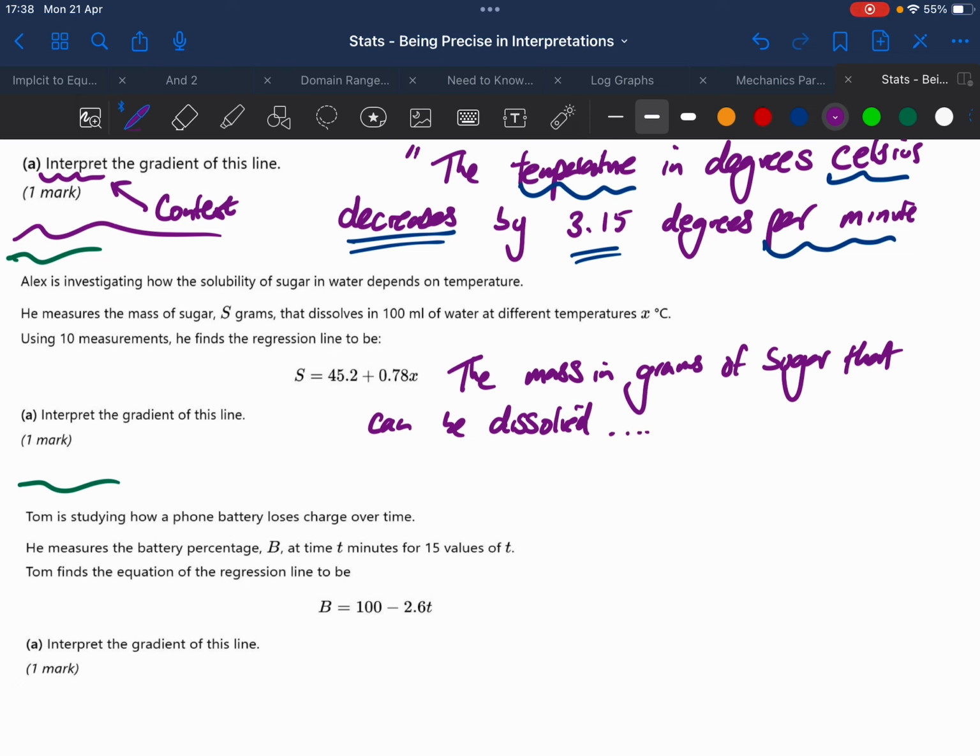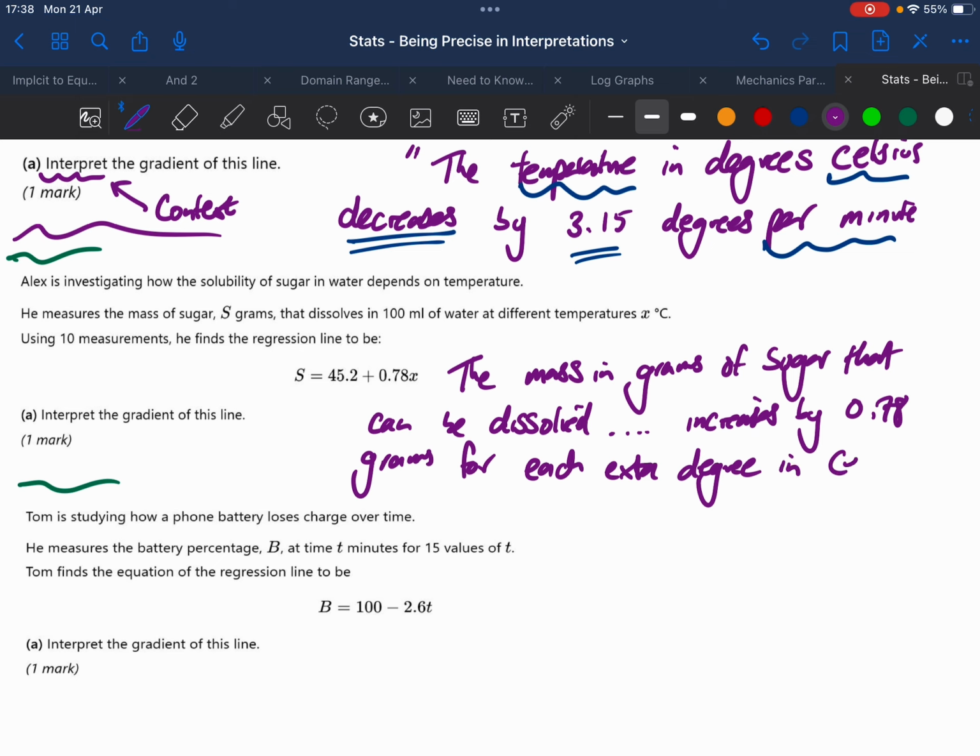Well, what happens? It increases by 0.78 grams. So again, I'm using the units. It increases by 0.78 for each, well, what's going on here? It's about the temperature, for each extra degree, in, I just put in Celsius.